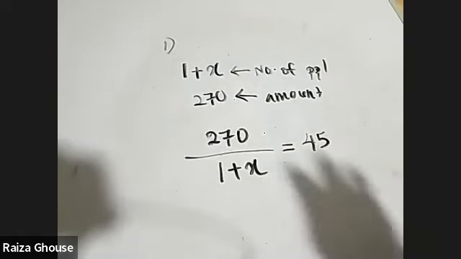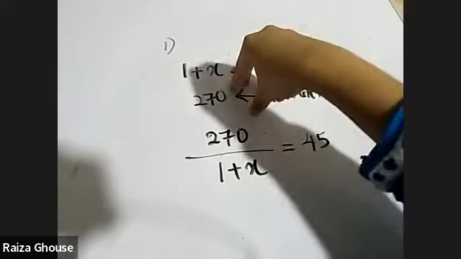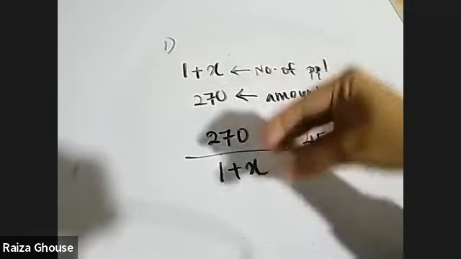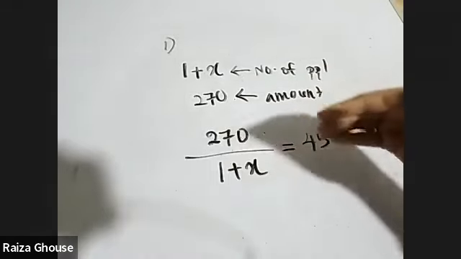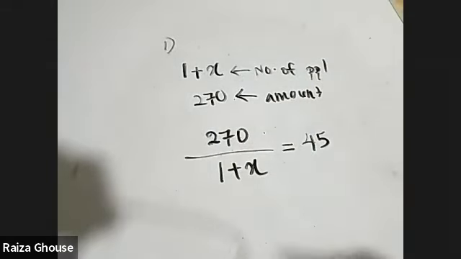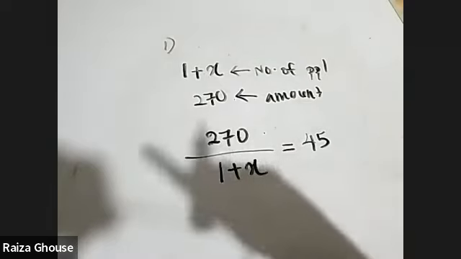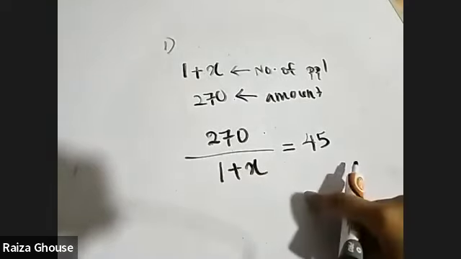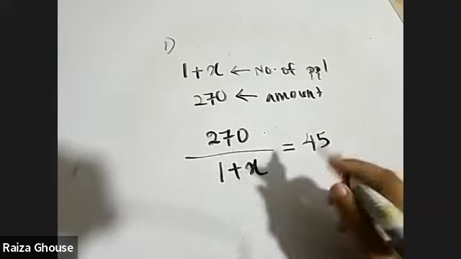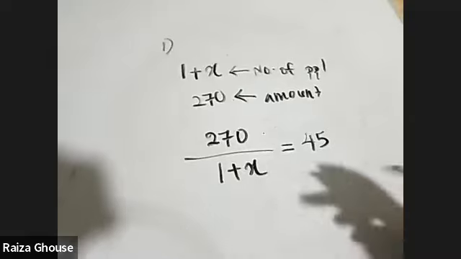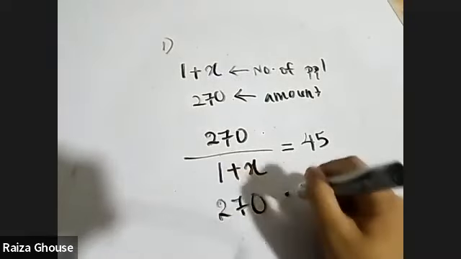Did you understand? You're having an amount of 270. You have this many people. You are dividing this amount among these people so that each person gets 45 rupees. Now, this type of fraction is given in your third question. That's why I selected this question. Now listen, you have to make it a linear equation. If you make it a linear equation, this would be easier.